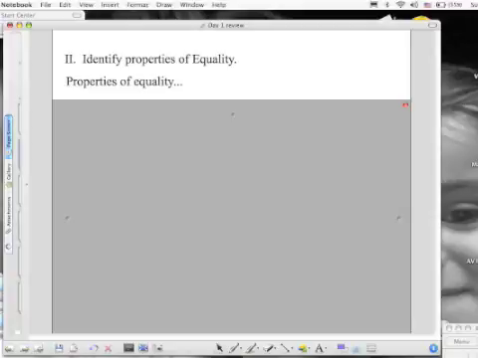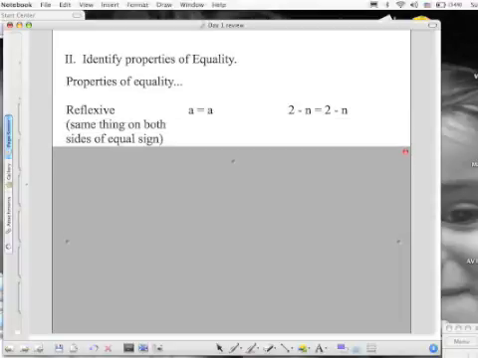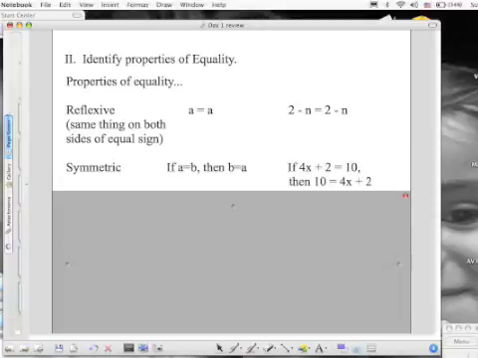Okay, the second concept you need to know for Friday: identifying properties of equality. You should have these in your notes already, but we're going to go over them quickly. Remember, you have the reflexive property, which says that there is the same thing on both sides of the equal sign. It is not in the form of an if-then statement. You simply have an equation, and on both sides the same thing exists.